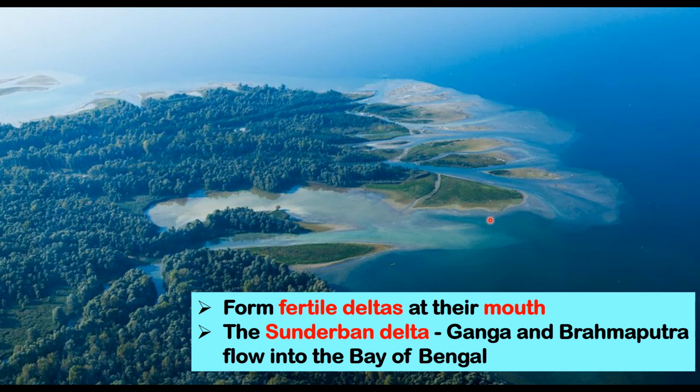The Ganga and the Brahmaputra form the world's largest delta, the Sundarbans Delta. Here you can have a sky view of the Sundarbans. This delta is triangular in shape. It's a land formed at the mouth of the river, or as we said, at the point where rivers enter the sea. So Sundarban Delta is formed at the Bay of Bengal.